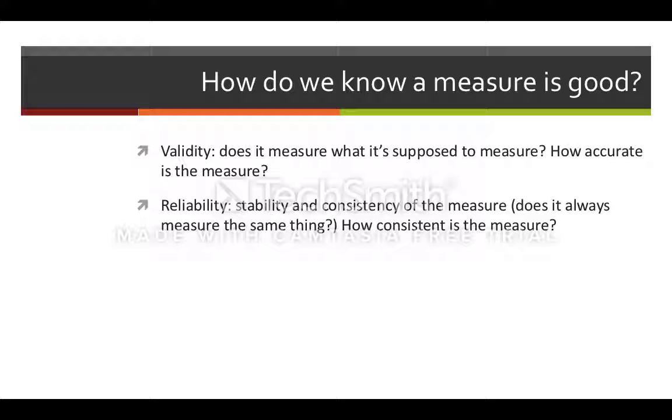So the last thing I want to talk about in this screencast is how do we know that a measure we're using is good? And to answer that question, there's two things we look at, validity and reliability. Validity is a way of looking at whether the measure we're using evaluates what it's supposed to evaluate, how accurate is the measure we're using. And then reliability looks at the consistency and the stability of the measure. So let's talk a little bit about validity first.